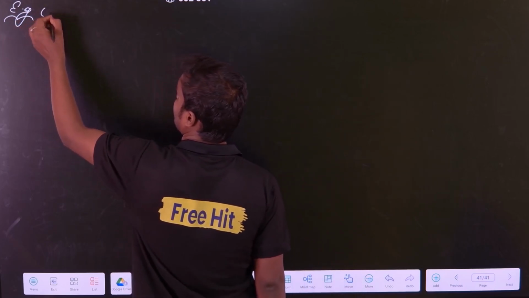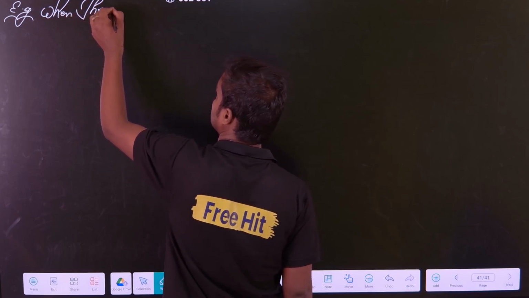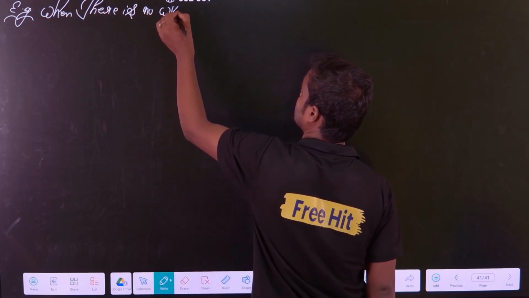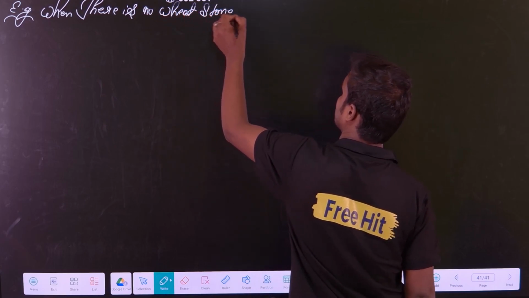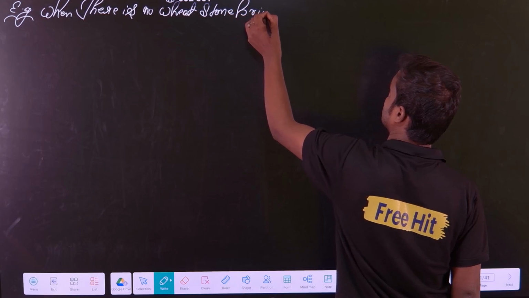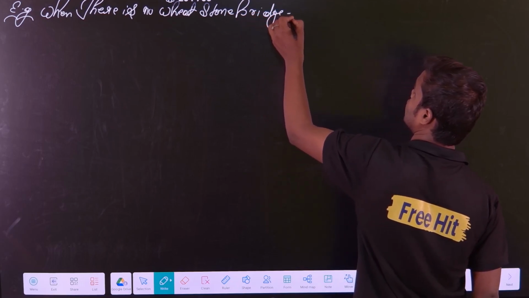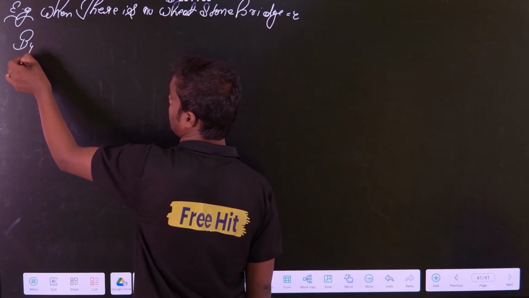Example, when there is no Wheatstone bridge. Means when there is no Wheatstone bridge, for that you will use the VI method.